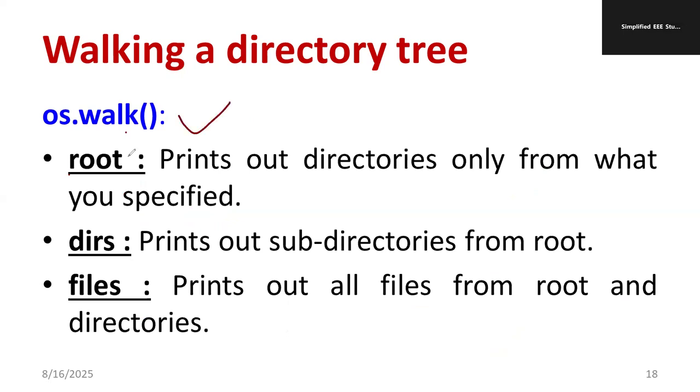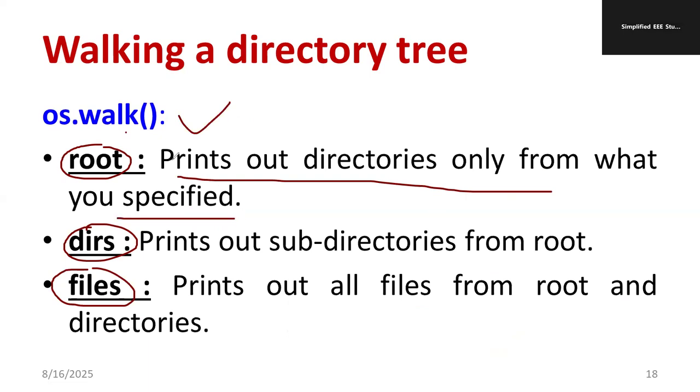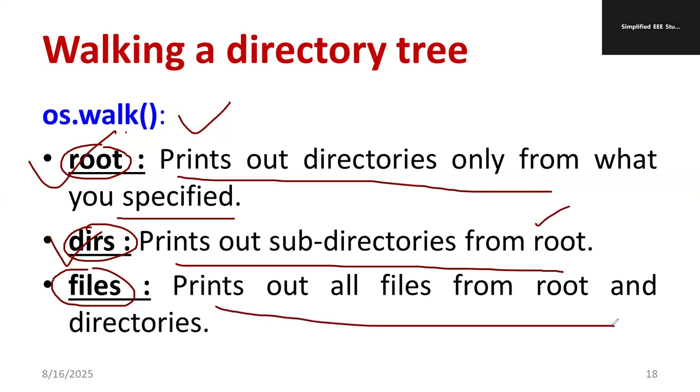Apart from that, we have three components: root, dirs, and files. Root, dirs, and files are represented in the form of a tuple. Print out the directories only when specified, that is called root. If I talk about dirs, it prints out subdirectories from the root, the second category. The third one prints out all the files from the root and directories. Root, directory, files, all come under the directory tree. So number one root, number two dir, third one file. These are the three important components of a directory tree.